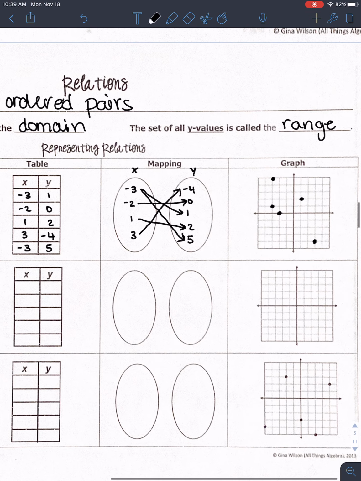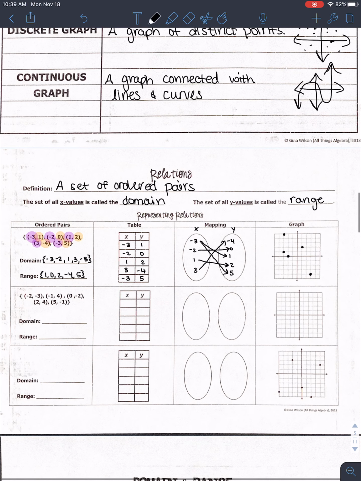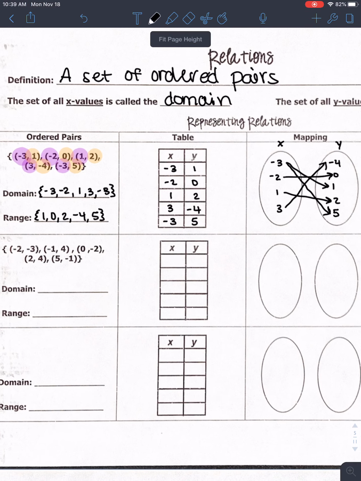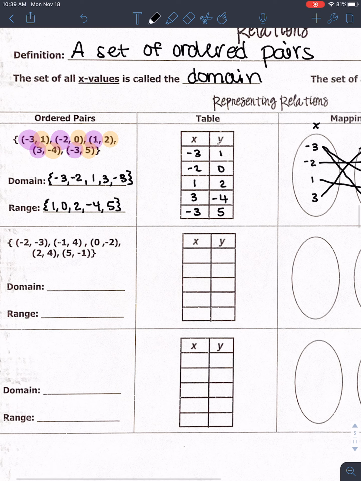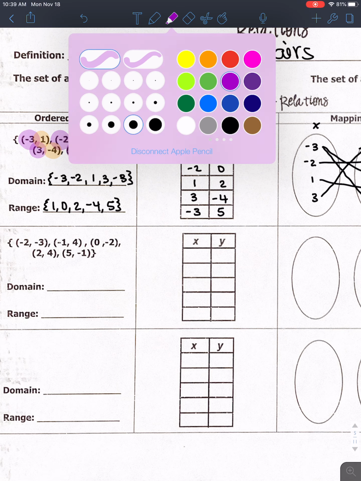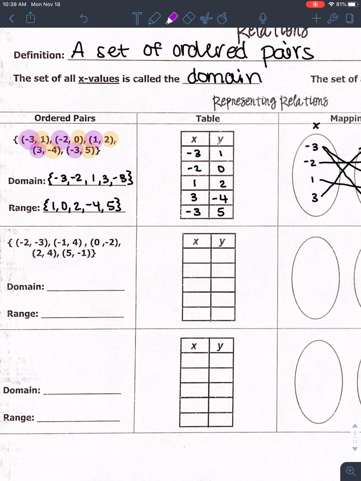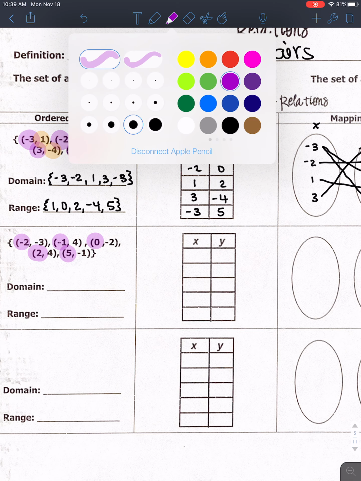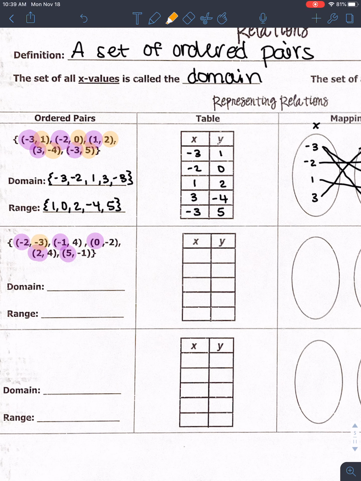There's 4 different ways you can represent relations. You can either do the ordered pairs, the table, the mapping, or the graph. All right, well, let's do another example. So let's highlight once again all my x's in purple. My x's are my first number in my ordered pair. And then let's highlight all my y's orange. If you want to use different colors, I'm totally fine with that. I just picked these two.